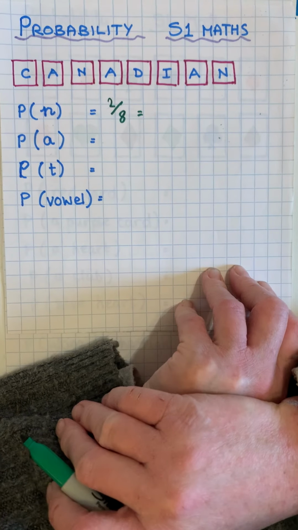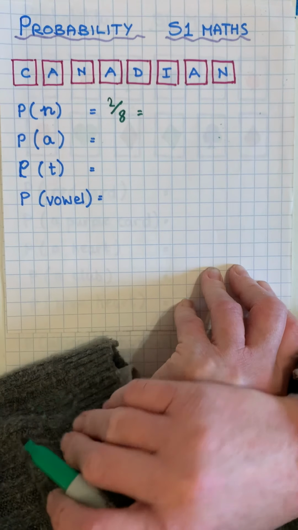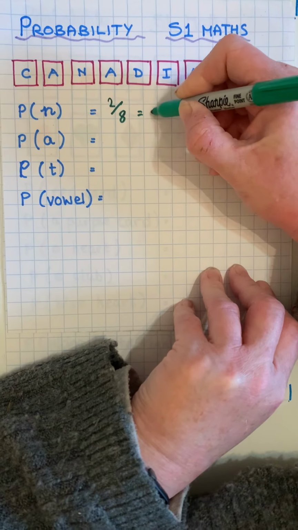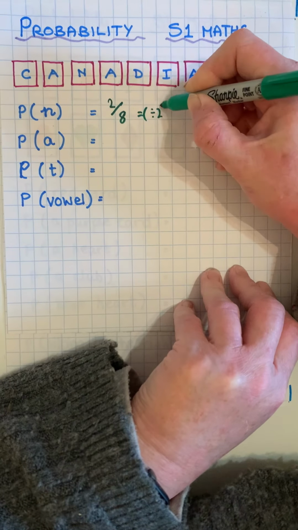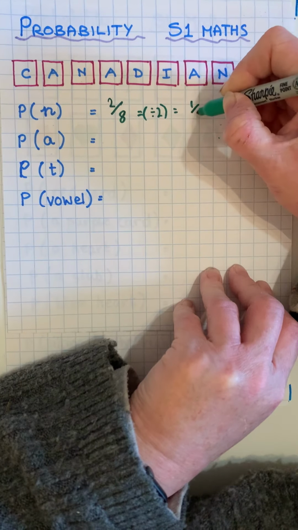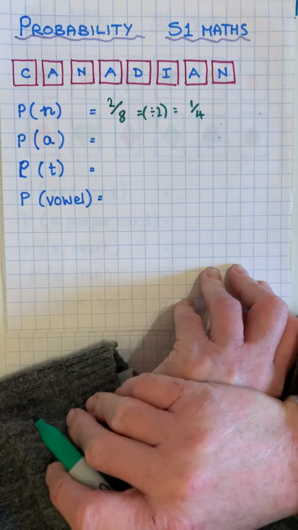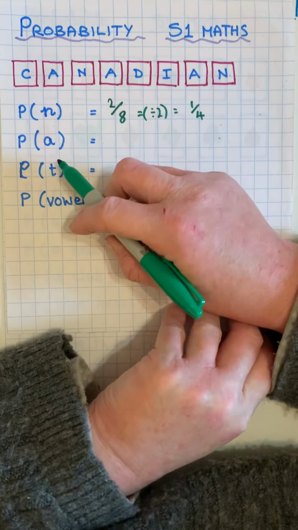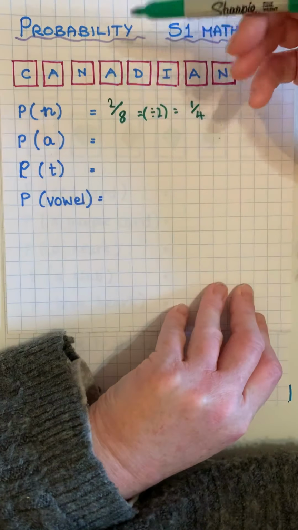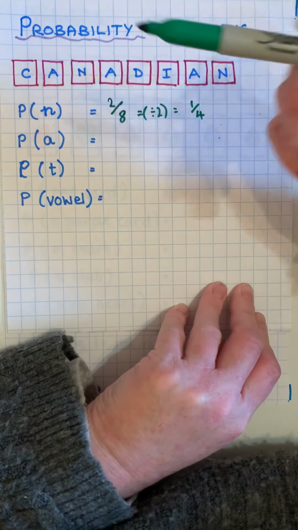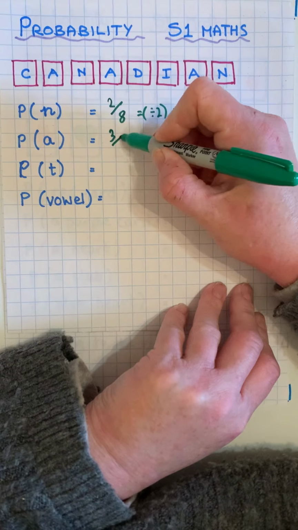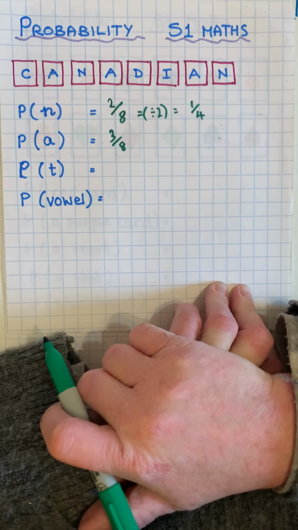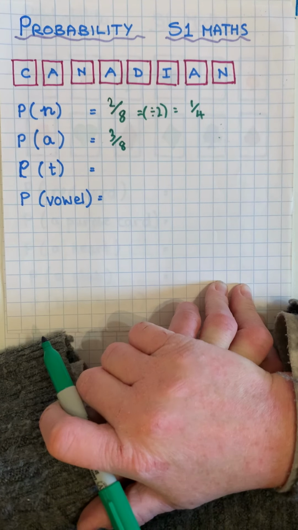Again, I can simplify that. 2 and 8 have a common factor of 2. So I'm going to divide by 2, and that will give me 1/4. Probability of choosing the letter N is 1/4. What is the probability of choosing the letter A? I've got 1, 2, 3 A's, 3 out of 8. No common factors with 3 and 8, so I leave the answer as that.